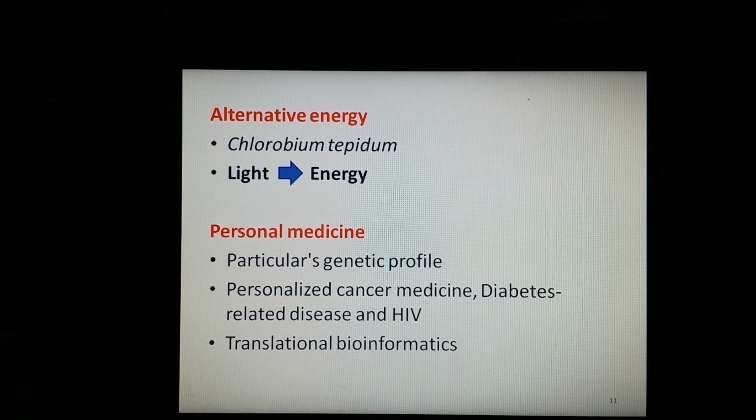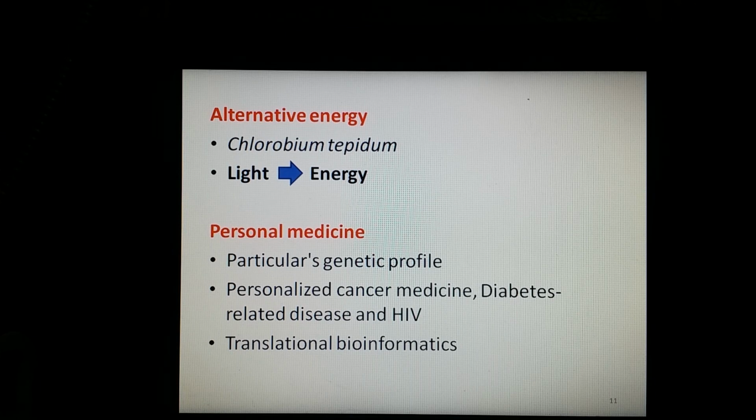The next application is alternative energy. With the help of bioinformatics, scientists are studying the genome of the microbe Chlorobium tepidum, and this microbe has an unusual capacity for generating energy from light. So this is another application where bioinformatics is being involved.